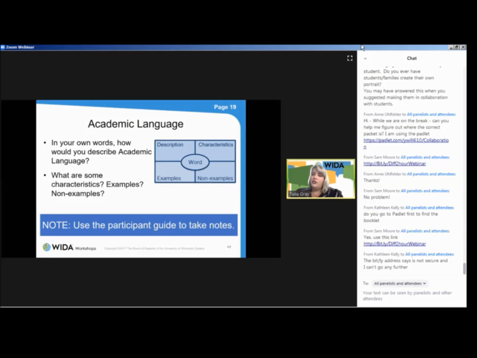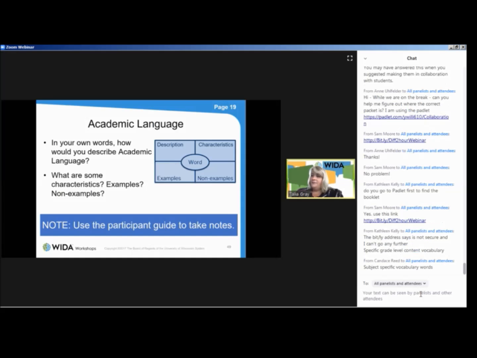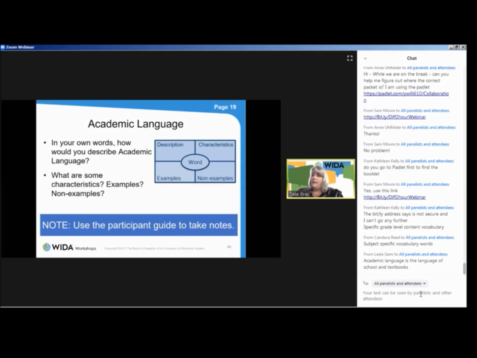Academic language. What do you think it is? How would you describe it? And if someone would like to open their microphone and speak with your voice, then you're more than welcome to. Specific grade level content vocabulary. Excellent. Subject specific vocabulary words. Good. Is the language of school and textbooks. Yes, Leela, that's how I would describe it too.